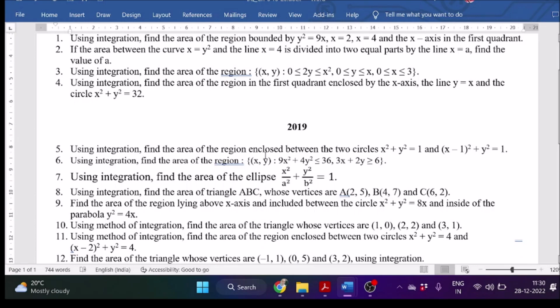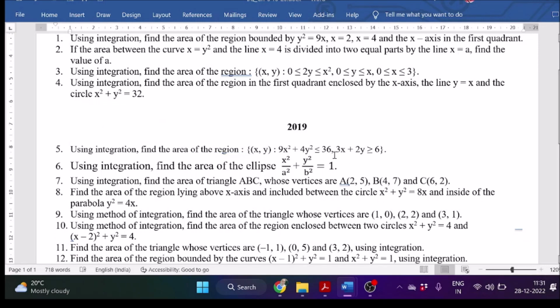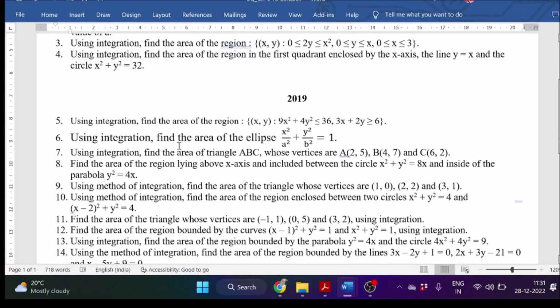Question number 5, which came in 2019, may not come because here x minus 1 whole square is not in standard form. So let us delete this question. The first question of 2019 may not come. Second question, it is a circle and a straight line, it may come. Third question, area of the ellipse, it may come.